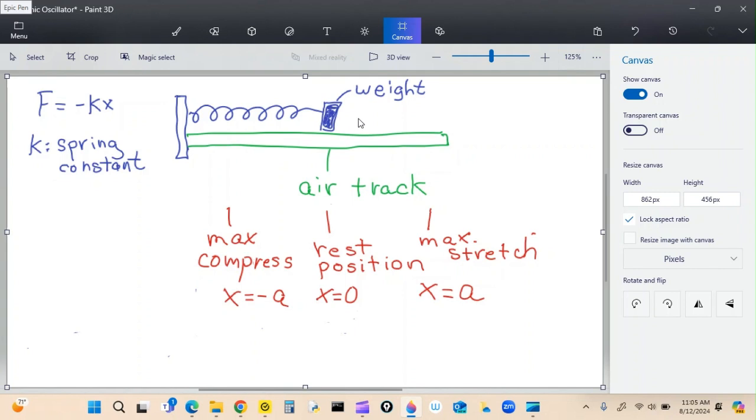You pull the weight this way from its rest position, and the force is trying to push it to the left. You compress the spring, and the force wants to push it to the right. Right is positive, left is negative. So let's see what happens here. The force is equal to negative x times a spring constant, and the negative sign is because it's in the opposite direction of where the weight is pulled.